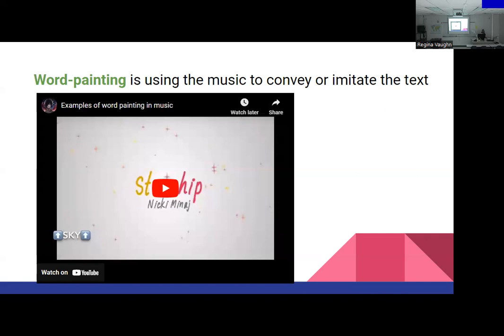So word painting is using the music to get across what the composer wants the words to tell you. Composers don't always write their own texts, right? We borrow texts, like we heard the Goethe text earlier that Schubert had set for Erlking. They take texts and then they try to convey what the words are saying through the music that they write.